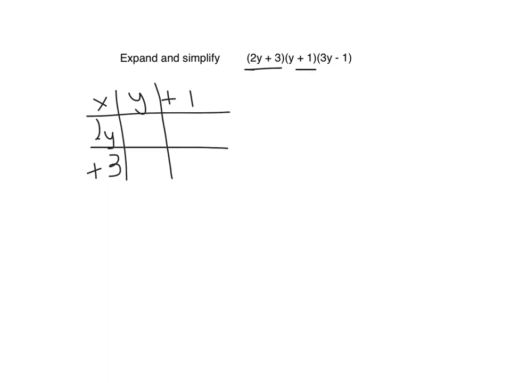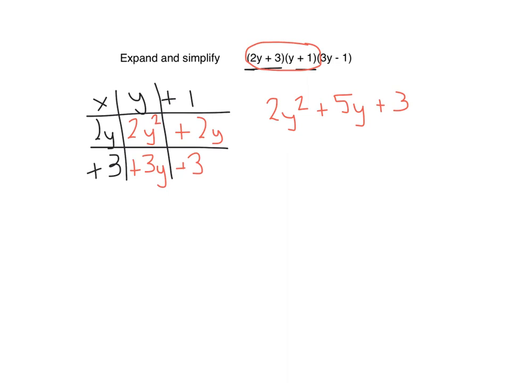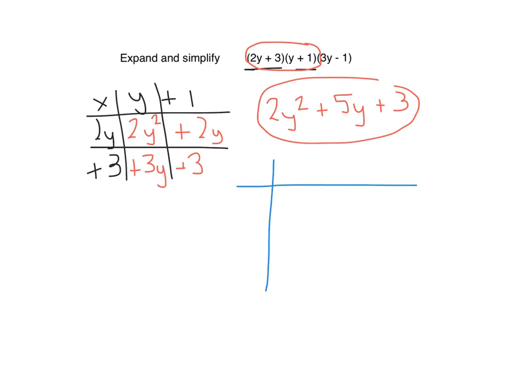So I've now got 2y squared plus 2y plus 3y plus 3. If I simplify that down, I've got 2y squared plus 5y plus 3. And now what I need to do is, I've expanded this bracket here, so now I need to times all of this by the third bracket. So it's going to be a super big grid method.